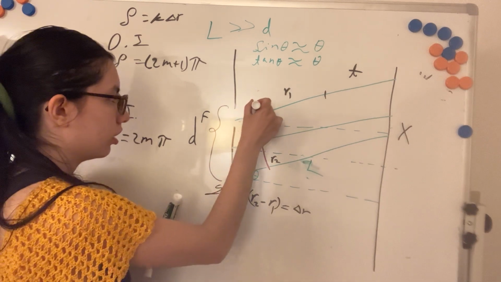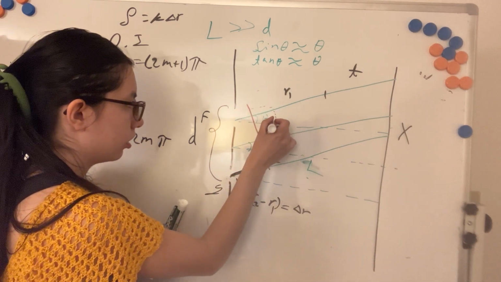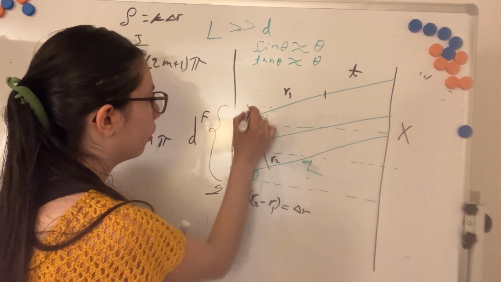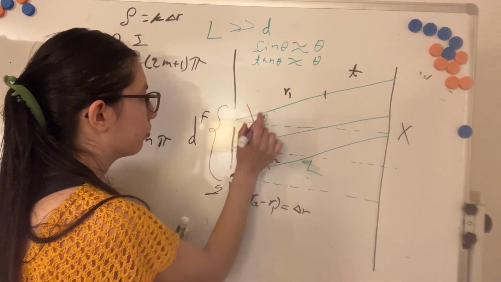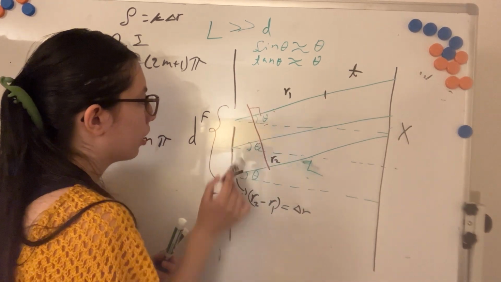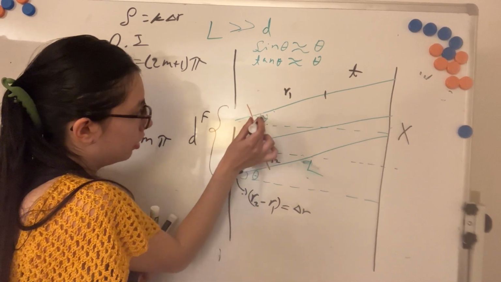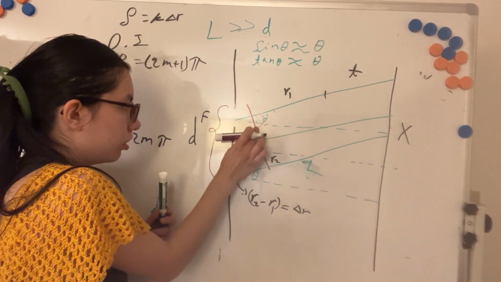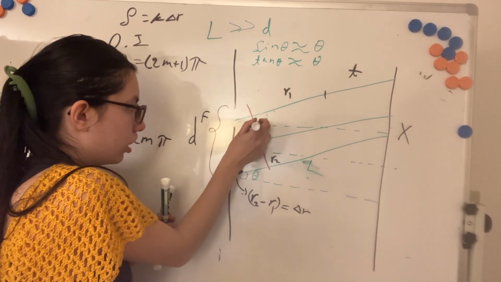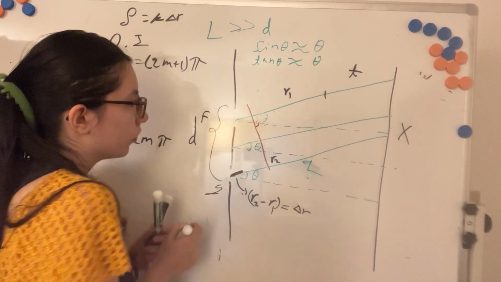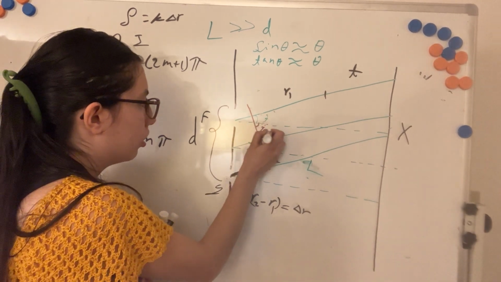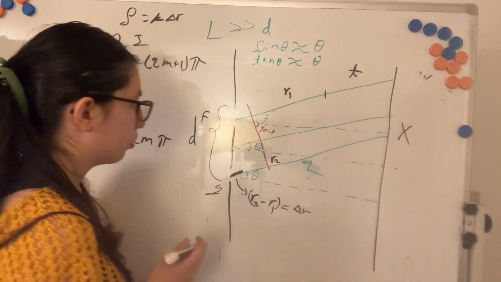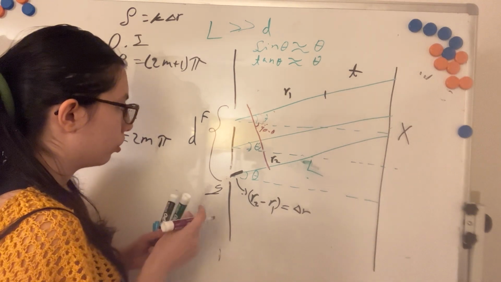All of this is 180 degrees. This is a 90 degree angle, and this is a 90 degree angle. So we have that this one, just this one, is 90 minus theta.